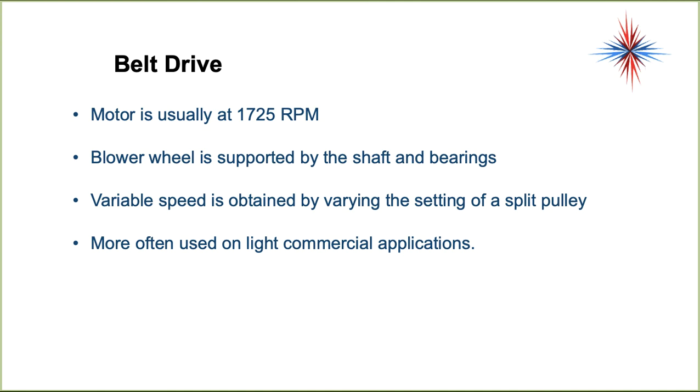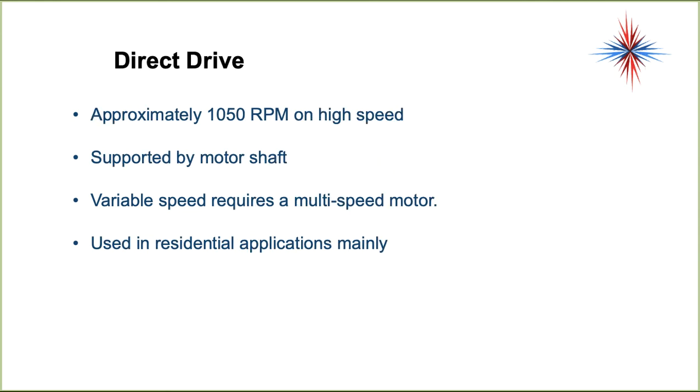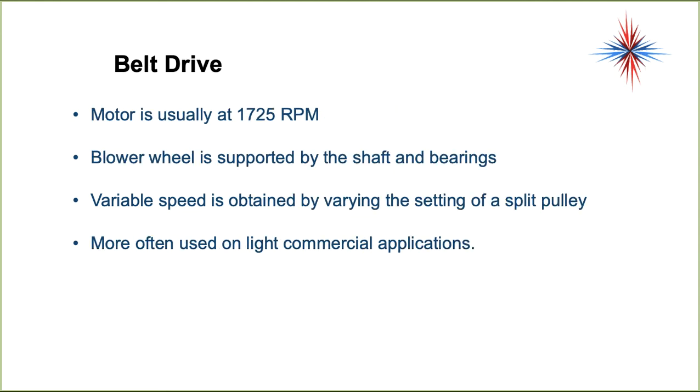Belt drive, the motor's usually around 1725 RPM. The blower wheel is supported by the shaft and bearings, and the variable speed is obtained by varying the setting of a split pulley. You're going to see these used in the light commercial and heavy commercial applications. You rarely see these in residential unless it's very old equipment. So again, you have direct drive and belt drive.